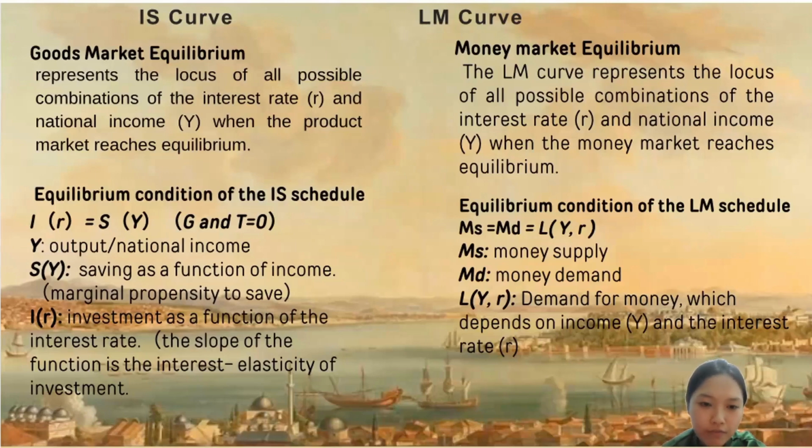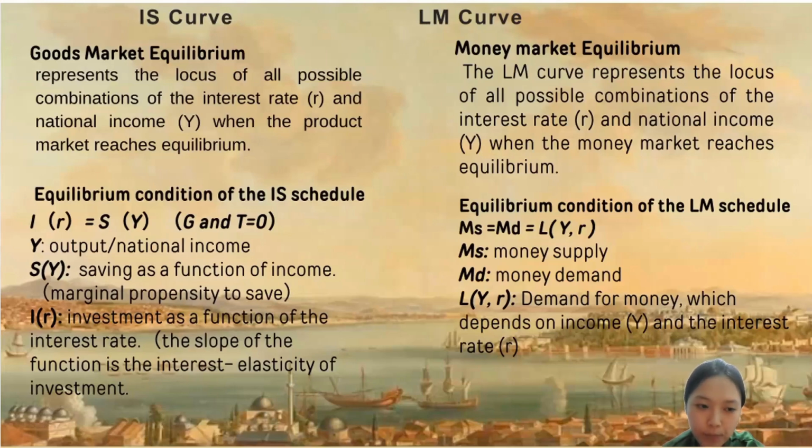Equilibrium condition of the IS schedule: I(r) = S(Y). Government expenditure and taxes equal 0. Y represents output or national income.